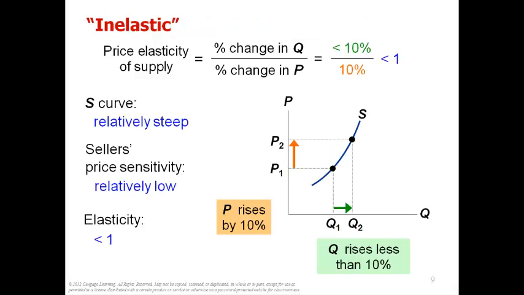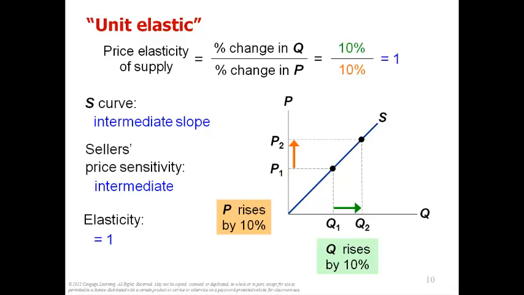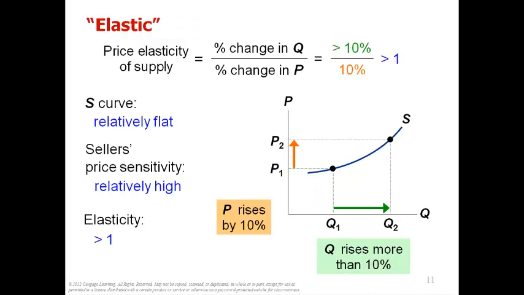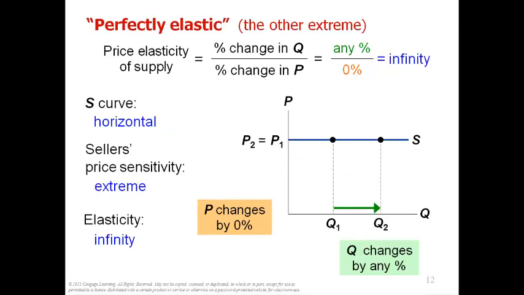An inelastic supply curve is a steeper curve. There's such a thing as a unitary elastic supply curve. So if the price goes up by 1%, the quantity supplied goes up by 1%. Or if the price goes down by 1%, the quantity supplied goes down by 1%. An elastic supply curve is rather flatter, and a perfectly elastic supply curve is horizontal.